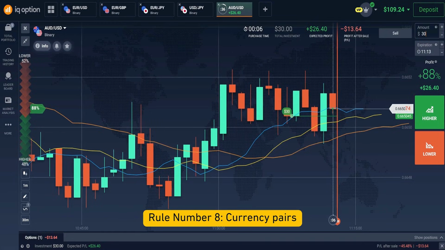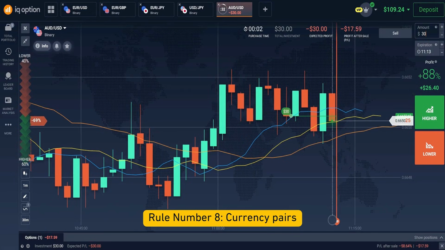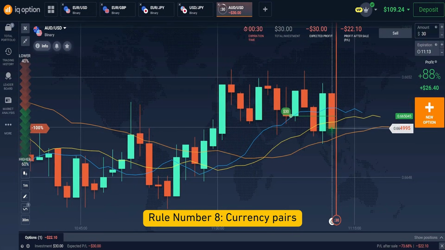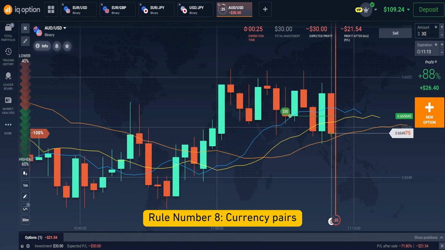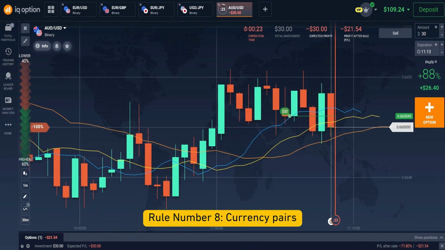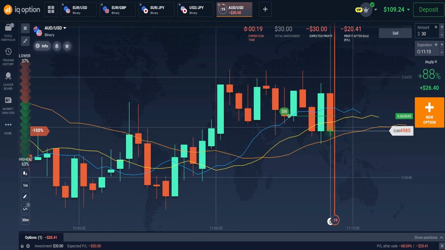Rule number 8. Currency pairs. This strategy works on any currency pair, but I highly recommend starting with major pairs like EUR/USD, GBP/USD, or USD/JPY. These pairs have tight spreads, high liquidity, and cleaner price action. Perfect for this strategy. And there you have it.